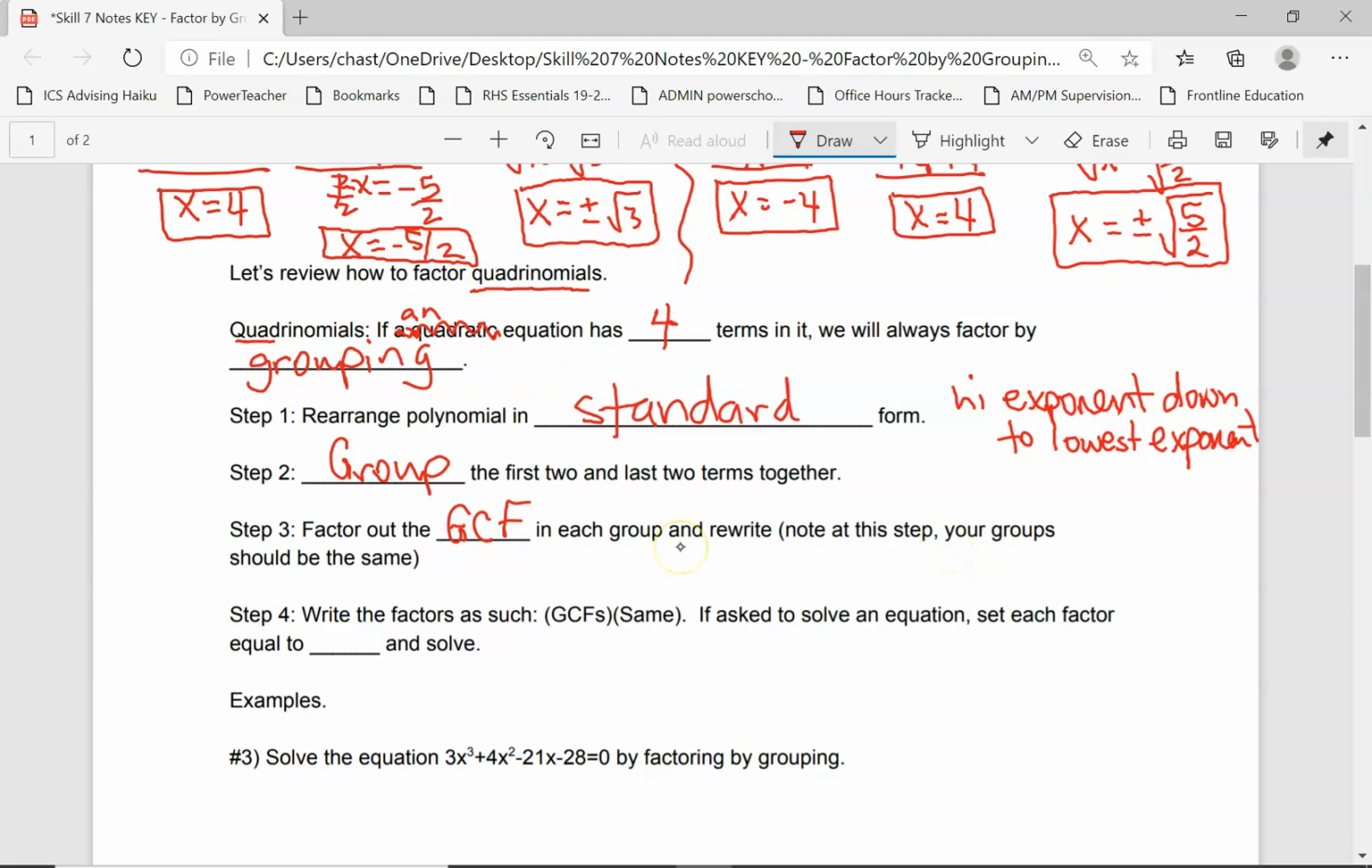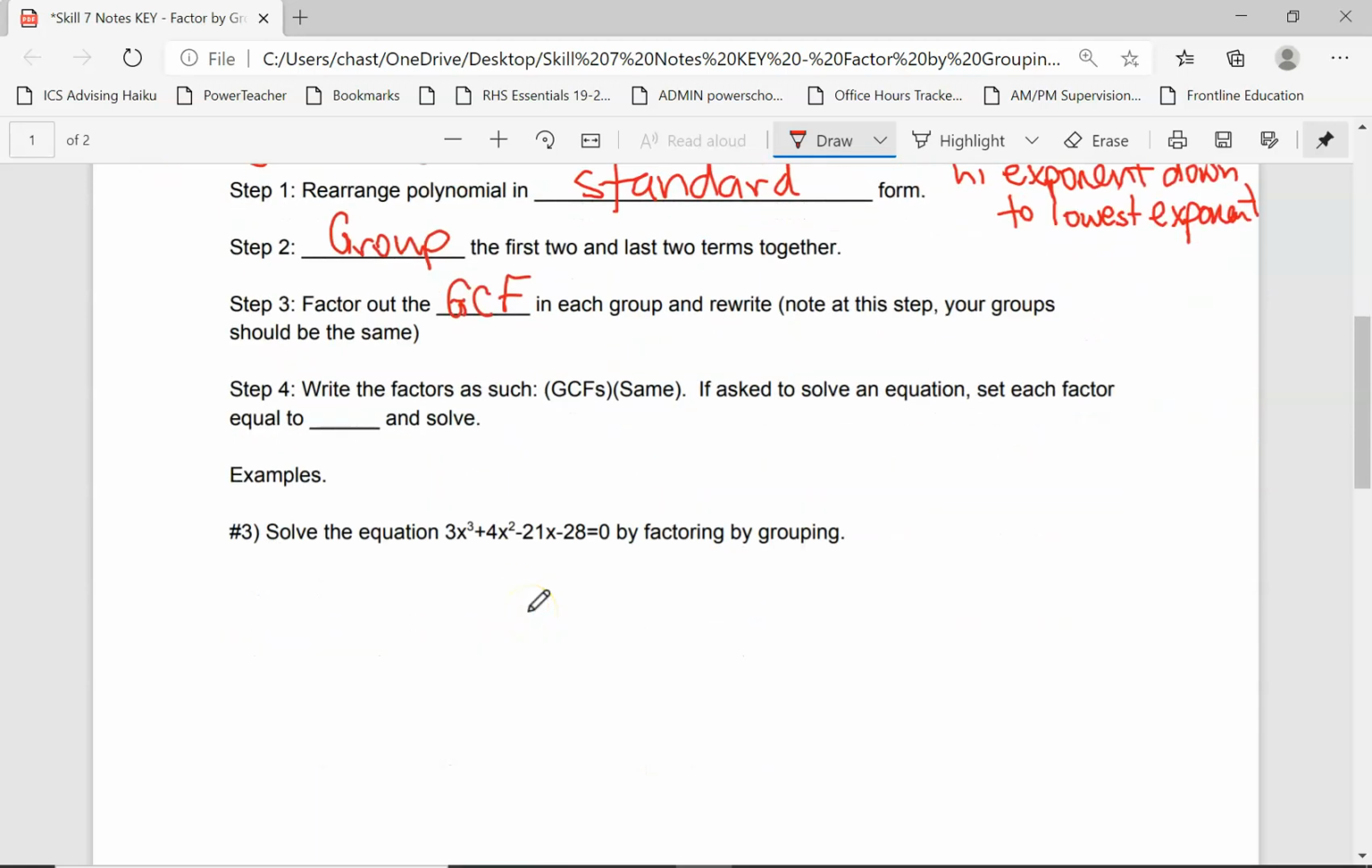This is the part where I was trying to emphasize earlier. Not all 4-term polynomials are going to factor by grouping. But if your groups that are left behind are the same, then you're going to be able to factor. And we're going to write our factors in a pattern such that the GCFs that we factored out are one factor, and the things that were the same are the other factor. And if asked to solve an equation, we set each factor equal to 0 and solve.